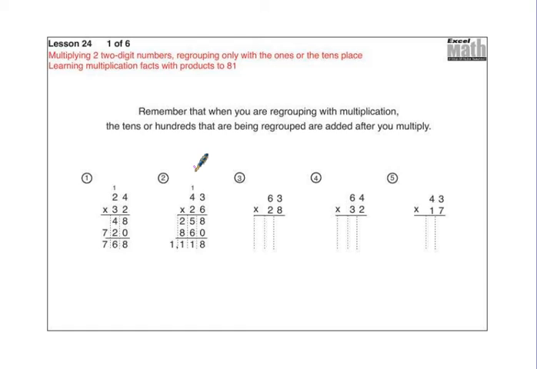Remember that when you are regrouping with multiplication, the tens or hundreds that are being regrouped are added after you multiply. So we got a couple of sample problems here I'm going to go through with you, and this is two-digit multiplication. We're first multiplying the number 24 times 2. So I'm going to go 4 times 2 is 8. 2 times 2 is 4. So 24 times 2 is 48.